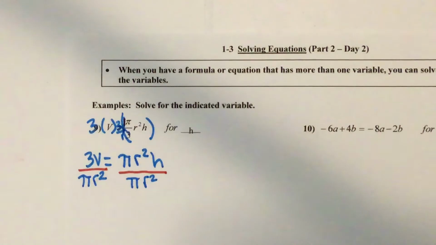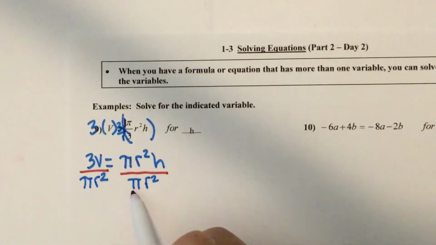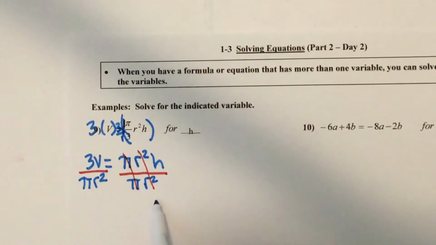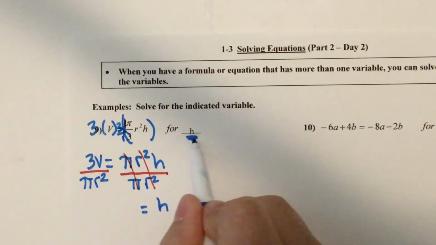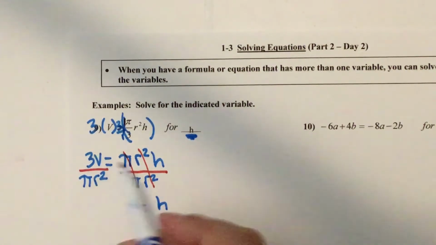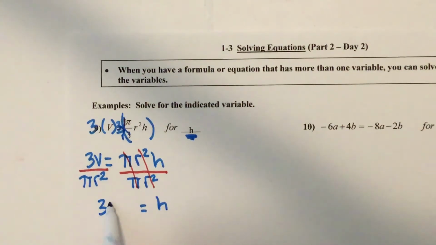So pi divided by pi is 1, shoop. R squared divided by r squared is 1, shoop. All it leaves me is the h, which is what I wanted. I wanted h by itself, and then I can't actually divide these because they're not the same letter or anything, so I just recopy 3v over pi r squared.